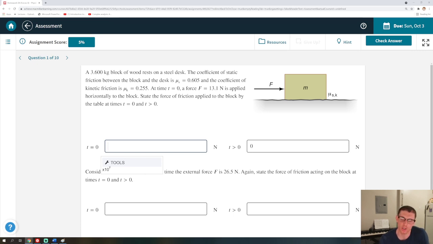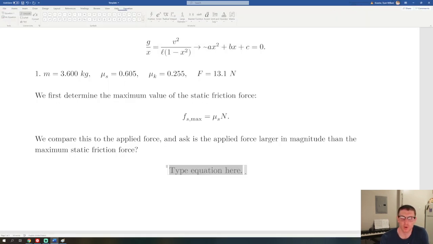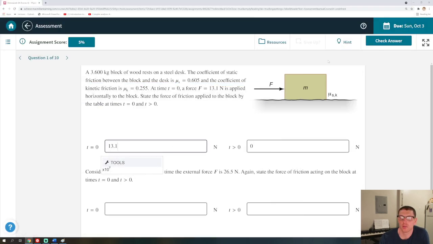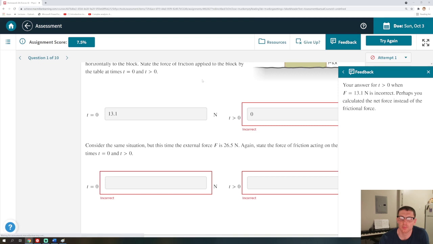match the applied force. Because remember, it comes back to our general definition for the static friction force, which is the inequality that it is less than or equal to the static friction coefficient times the normal force, right? So the static friction force can match the applied force up to a certain value. So I would just put that it's 13.1 newtons and 0 here. Let's see if it likes that.